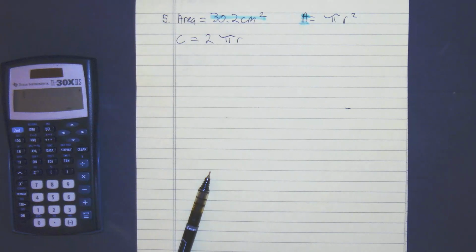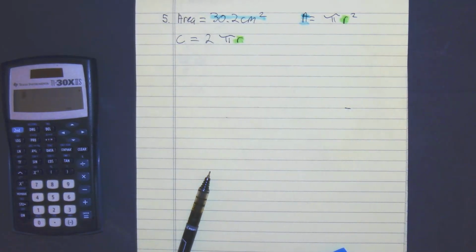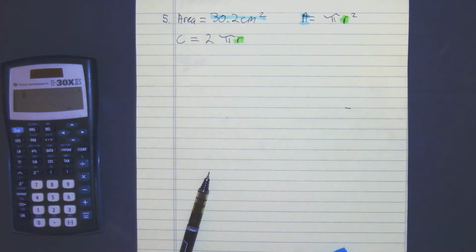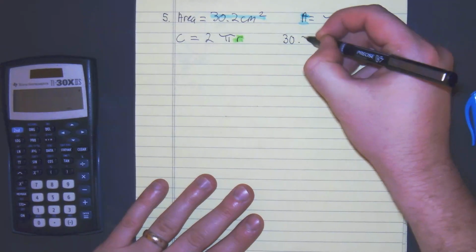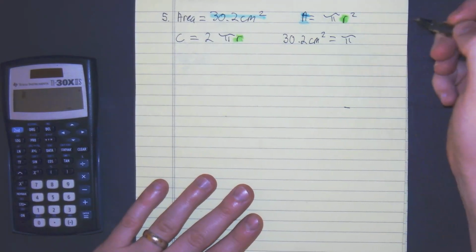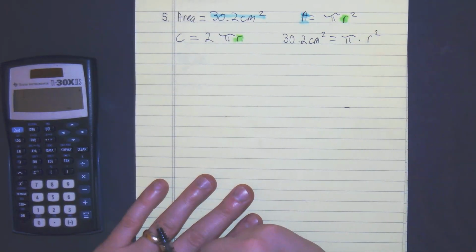And then what we notice between these two formulas, they both share a radius. So the goal here is to isolate the radius, and then plug it into here to find out what is the circumference, because that's the goal of number 5. So if we look right over here, we write 30.2 centimeters squared equals pi times r squared, because that's what pi r squared means.